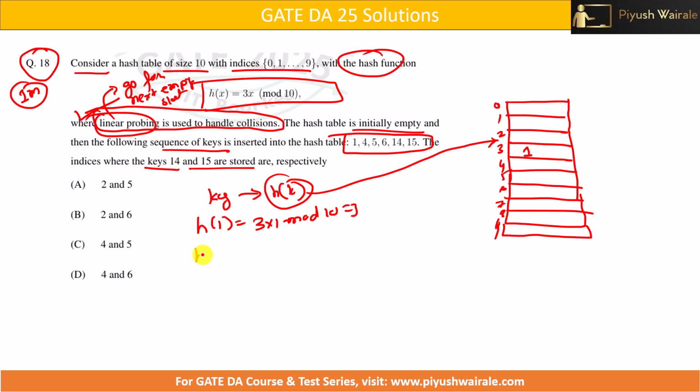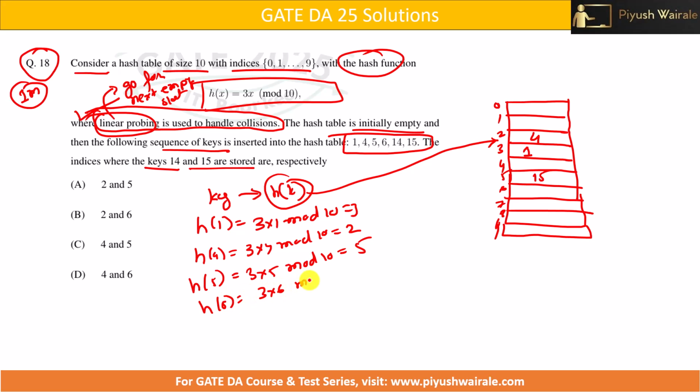Next we have 4. h of 4 is 3 into 4, which is 12. 12 mod 10 is 2. So 4 will get stored at index position 2. h of 5 is 3 into 5, which is 15. 15 mod 10 is 5. So 5 will get stored here. Next we have h of 6. 3 into 6 is 18. 18 mod 10 is 8. So 6 will get stored here.